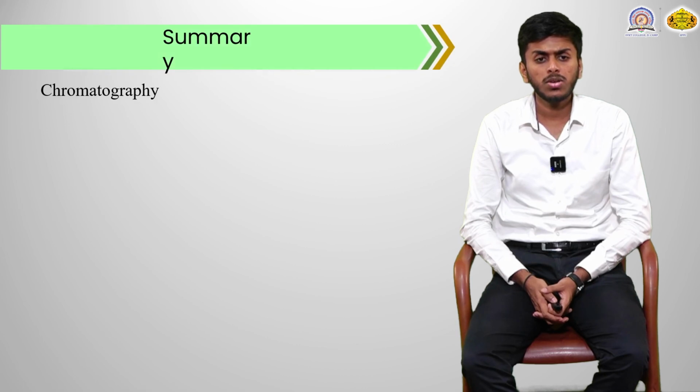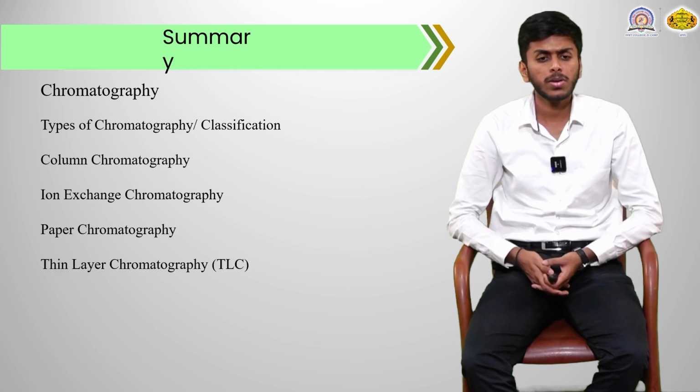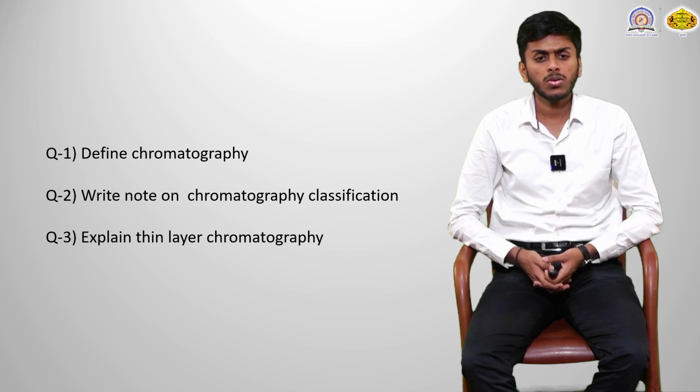Summary. In today's lecture, we learned about chromatography and types of chromatography. We discussed column chromatography, ion exchange chromatography, paper chromatography, and thin layer chromatography. Later we discussed advantages and limitations of chromatographic techniques and applications of chromatography at the end. Students have to write: what do you mean by chromatography, what is this technique; write a note on chromatographic classification; and in the third question, students have to explain thin layer chromatography. This is the session assignment.